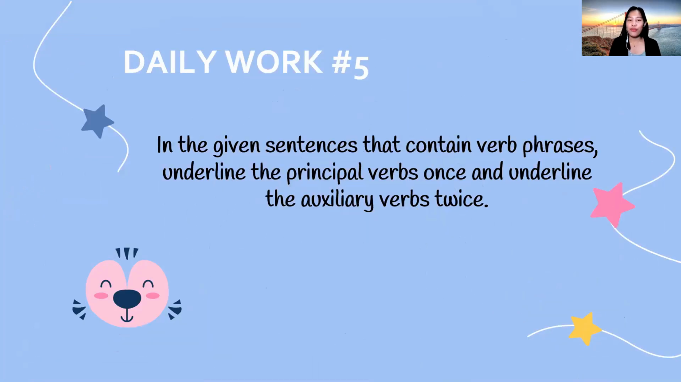For your daily work number 5, in the given sentences that contain verb phrases, underline the principal verbs once and underline the auxiliary verbs twice, just like what we did in our practice part. You will identify first the verb phrases in each sentence, of course. And after identifying the verb phrases, you will underline twice the auxiliary verbs and once the principal verbs. You can see this activity on pages 110 to 111 of your English workbook.